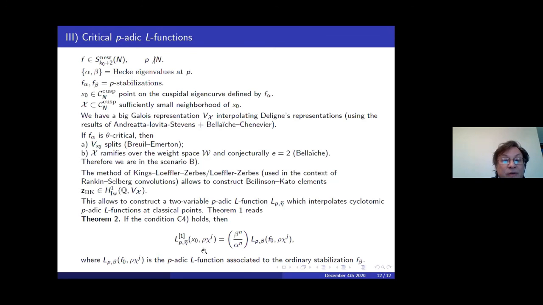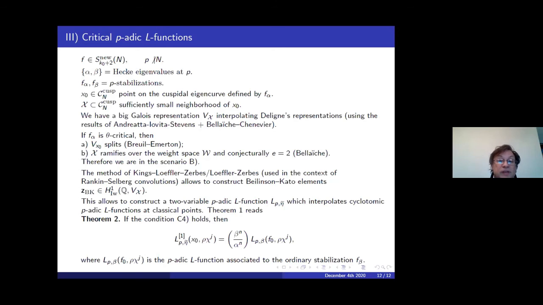the derivative of our two-variable P-Adic L-function at x0 are related to the special values of a P-Adic L-function associated to another stabilization, to f beta, to the ordinary stabilization of our modular form f.